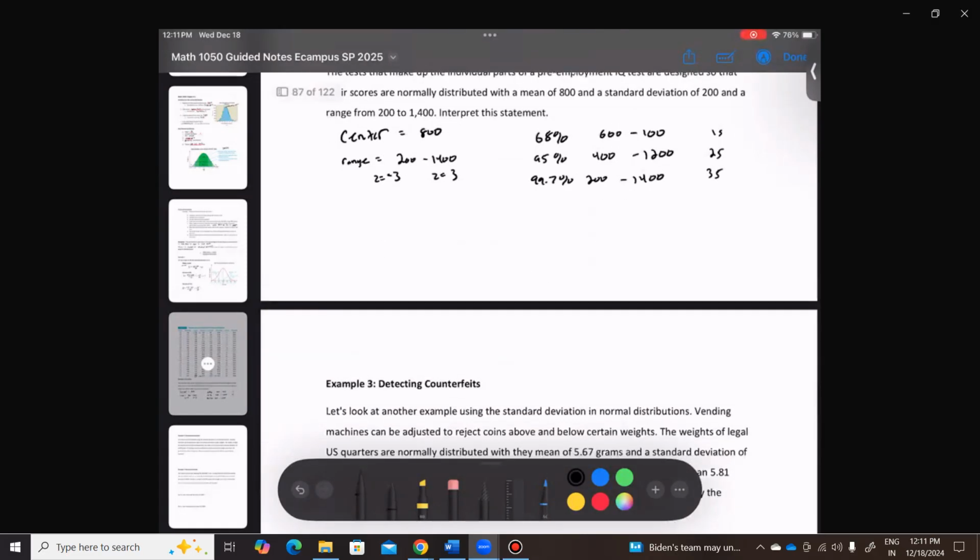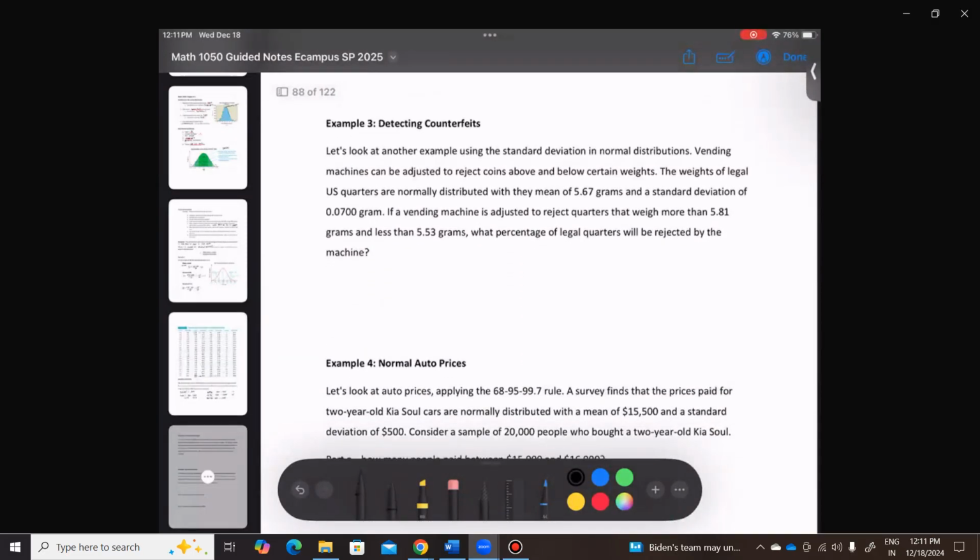All right, let's look at another example. Vending machines can be adjusted to reject coins above and below certain weights. The weights of legal U.S. quarters are normally distributed with a mean of 5.67 grams and a standard deviation of 0.07 grams. If the vending machine is adjusted to reject quarters that weigh more than 5.81 or less than 5.53, what percentage of legal quarters will be rejected by the machine?